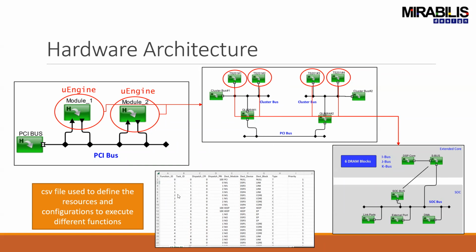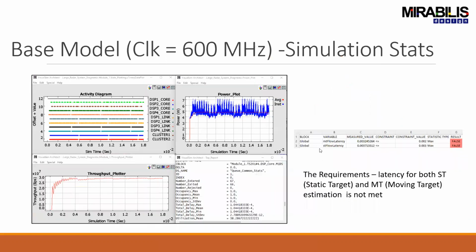Since we have a lot of resources and different functions, we are making use of a CSV file to define the resources and the configurations to execute different functions. So here we can see the destination modules, destination devices, destination cores, the priority of the task, everything is defined as part of the CSV file.